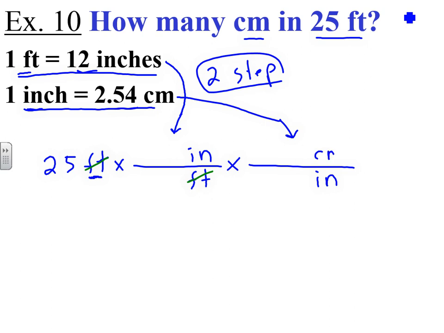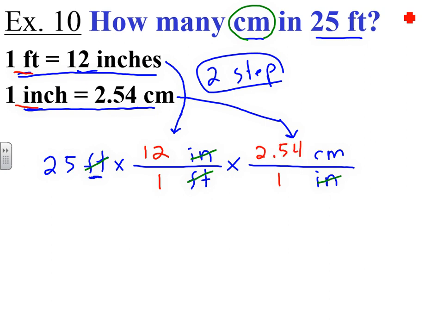Now it's set up correctly. The inches cancel out, and you'll be left with centimeters, and that's what we want. We want how many centimeters in 25 feet. Now we can put in the numbers. From foot, 1 foot is 12 inches, so 1 goes with the foot, 12 goes with the inches. On the second one, it's 1 inch, 2.54 centimeters, so 1 goes with the inch, 2.54 goes with the centimeters. And that is the setup.